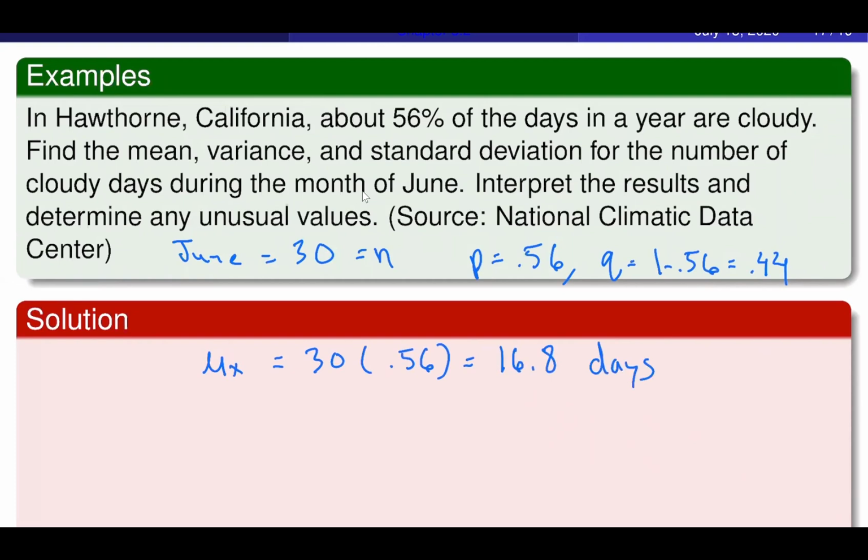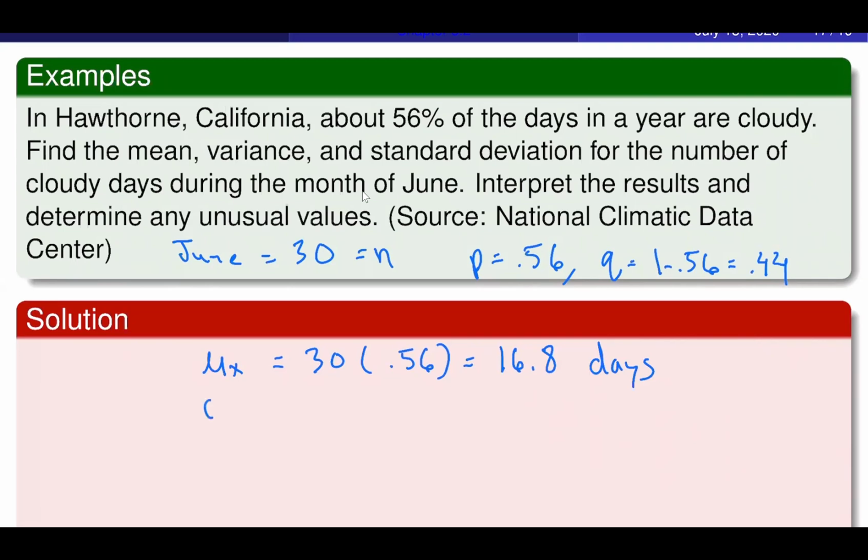days. So that's our mean. Pretty much it's telling us 16.8 days in June are cloudy. So it's telling us if we have 30 days in June, 16 to 17 of those days should be cloudy days. Now we're going to go ahead and find the variance.